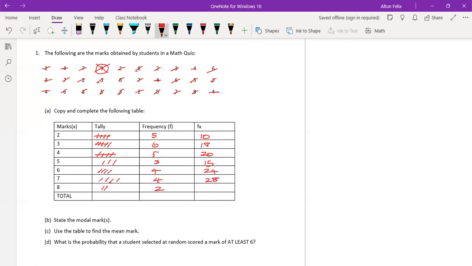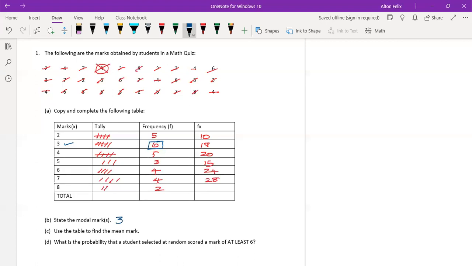So we're going to find what is the modal mark. The modal mark refers to that mark with the highest frequency. So we're going to look at our frequency values here, and we notice number 6 is the highest figure, and therefore the modal mark will be 3.